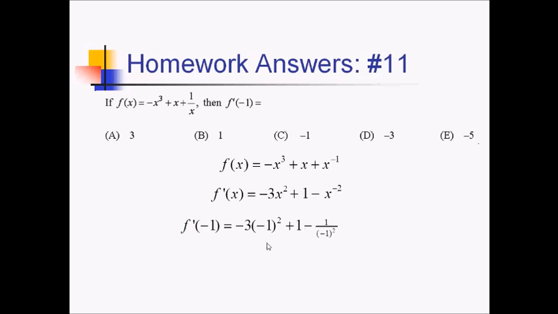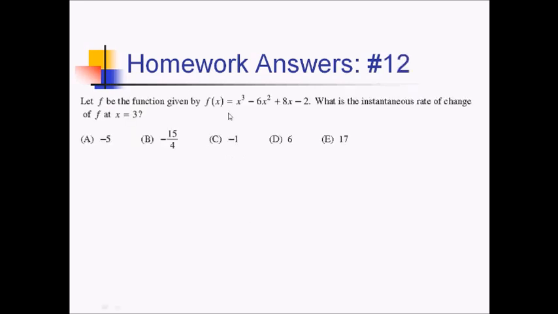So going from left to right, this negative 1 squared is just 1, so I just have negative 3 for the first term. Plus 1 gives me negative 2, and then I'm just subtracting 1 over here if I simplify this. So negative 2 minus 1 gives me a grand total of negative 3. Just be careful with the sign arithmetic here. So that's choice D.